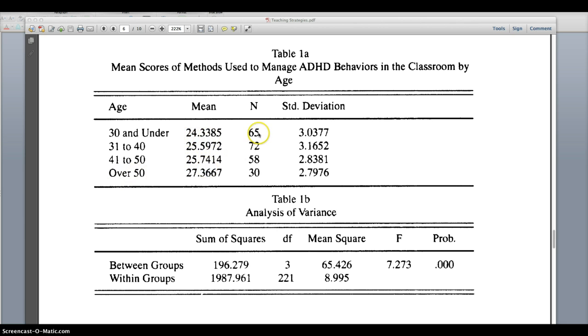This is their score. This is how many they had. Standard deviation. Now, what we can determine is we have between groups and within groups. We have degrees of freedom. We know we had 4 groups, so we have 3 degrees of freedom here, and these probably add up to 225. So we can determine that, based on the analysis of variance, there is a significant difference between these 4 groups. What we don't know is where the significant difference is.